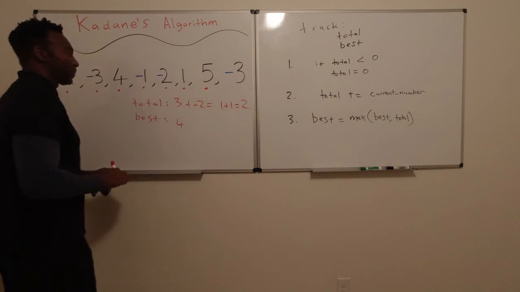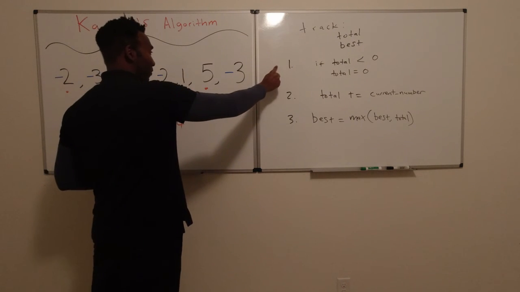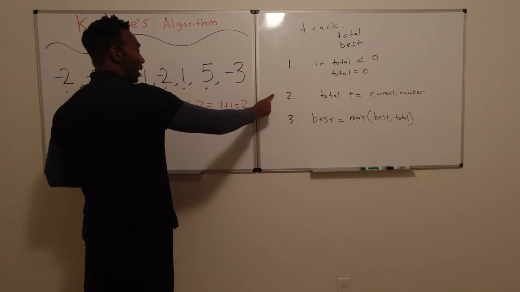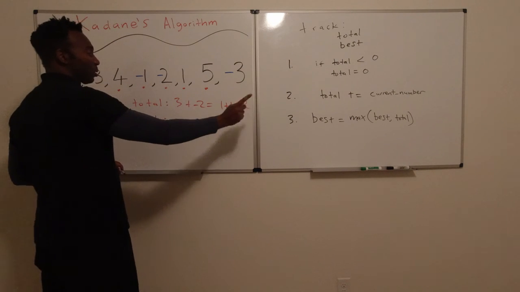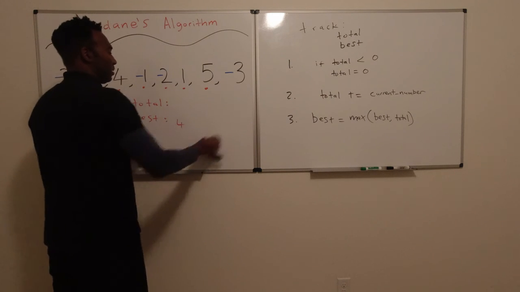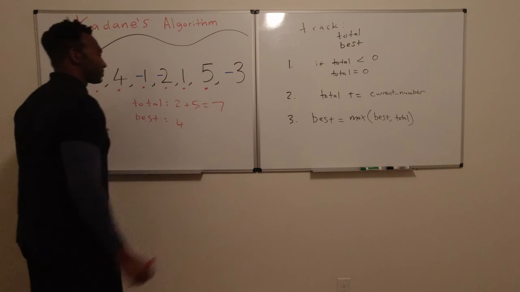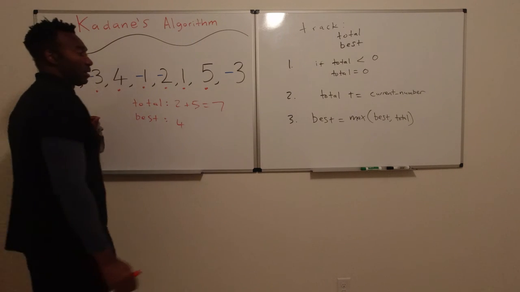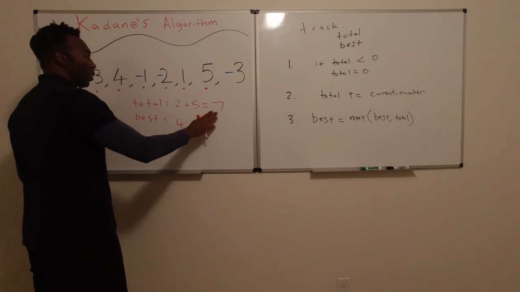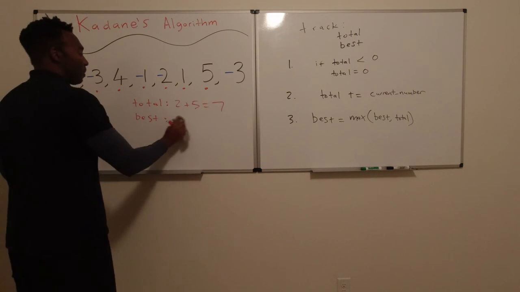We have a 5. And let's see. Is the total negative? It's not. Move on to the next step. We'll take the total and then add that to the current number. So total is 2. Add 2 and 5. And 2 plus 5 will give us 7. So that's what we have for the total. Next, we're going to do step 3, which is taking the max between our best and the total. As you see, our total is larger. Therefore, we need to update the best to be 7.